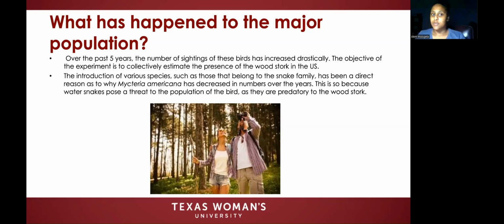The objective of the experiment was to collectively estimate the presence of wood storks in the US. Even though the data was only collected in Texas, it definitely makes sense as to why we wanted to get a grand scale as to why the wood storks were becoming less and less in number and population. The introduction of various species, such as those that belong to the snake family, have been a direct cause as to why the wood stork has decreased in numbers over the years.